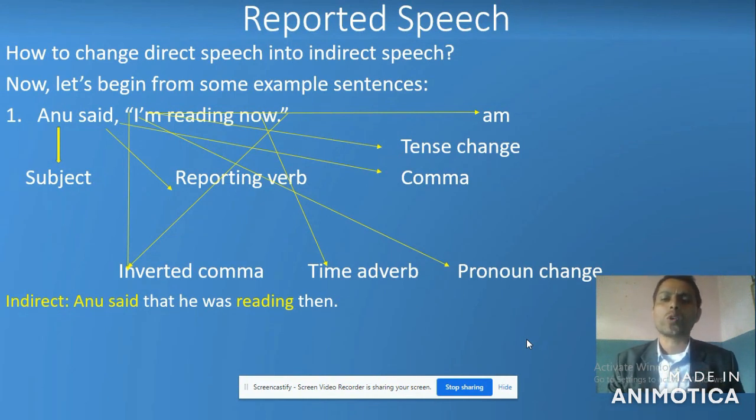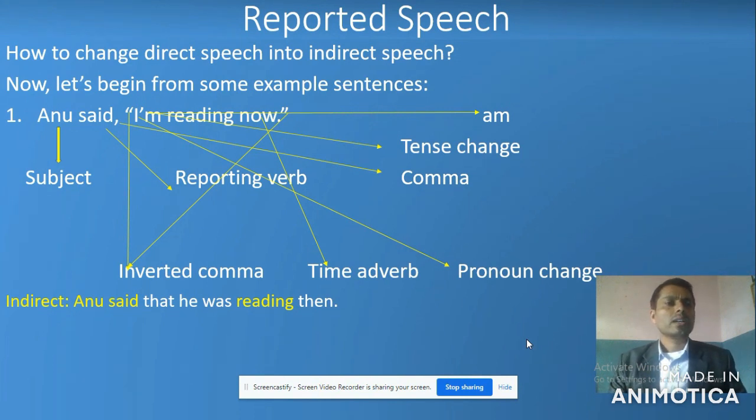If we use the exact phrase of the speaker, it comes under direct speech. If we report the meaning, the core message, to somebody else, modifying its structure, in this situation it comes under indirect speech. Don't be confused with that. Under English reported speech we are going to learn direct speech and indirect speech, my dear students.